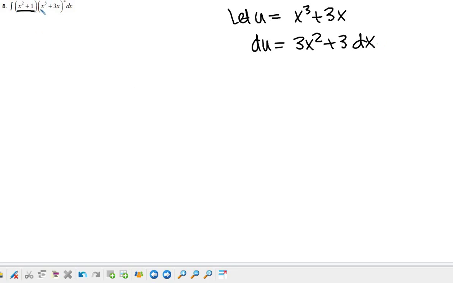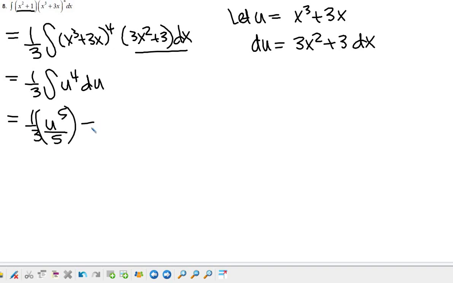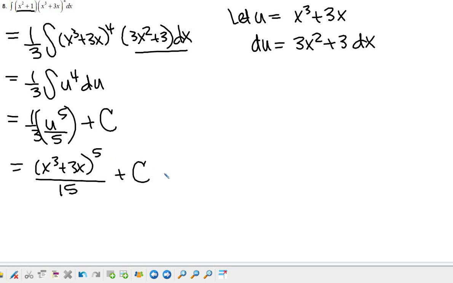It just needs a factor of 3. So if I'm going to put in a multiply by 3, then I have to also take out a multiply by 3, which is a multiply by 1/3. And then I'm going to multiply by 3. So now I'm set up to do my substitution. So I have 1/3 integral of u to the 4th, and then this whole thing becomes du. So then it's just power rule, u to the 5th divided by 5 plus c. So remember, u is x cubed plus 3x to the 5th all over 15 plus c.